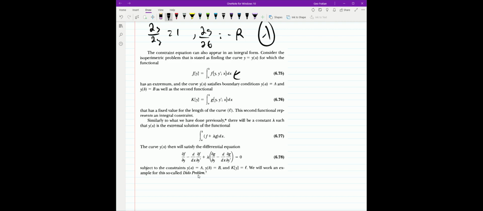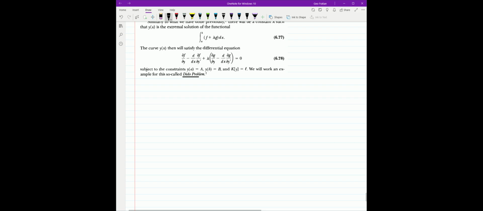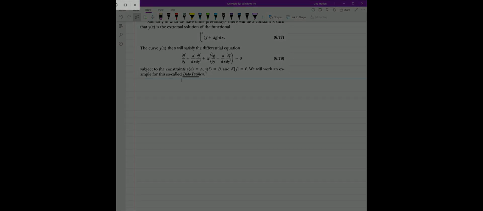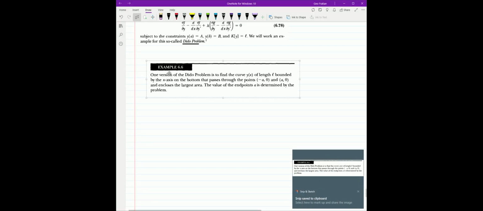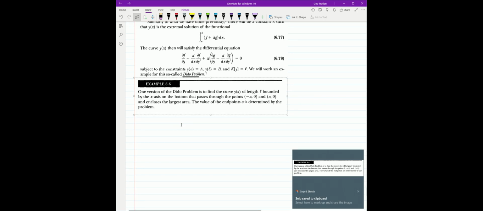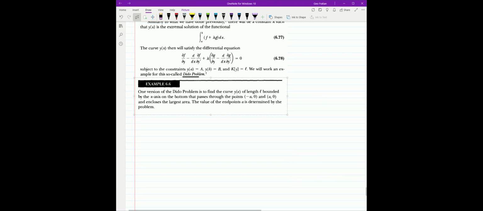And apparently we'll work on the ditto problem in just a second, which basically is this problem. So let's go over that then, since it was mentioned. And there are proofs of all the stuff that's starred, by the way, in the textbook, but I will not be going over that for brevity's sake.